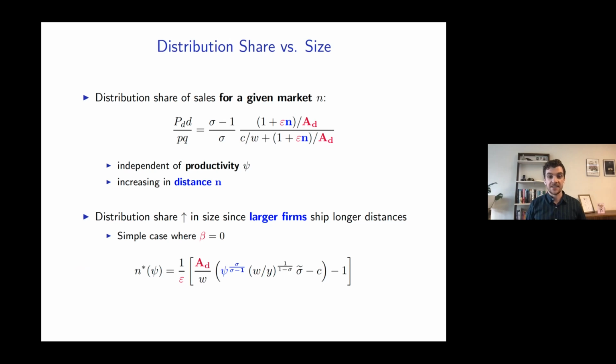And again, epsilon and AD are going to matter here. A higher epsilon is going to make it more expensive to serve distant markets, so you're going to sell more locally, and a higher AD is going to make distribution services cheaper and allow you to more easily cover the fixed costs and therefore serve more distant markets also. So that's the firm view.